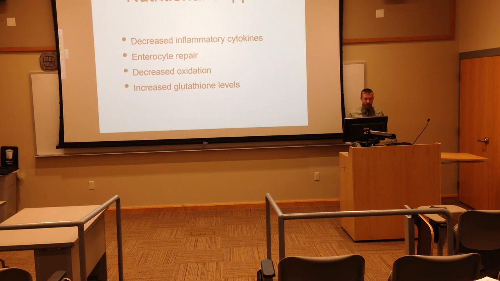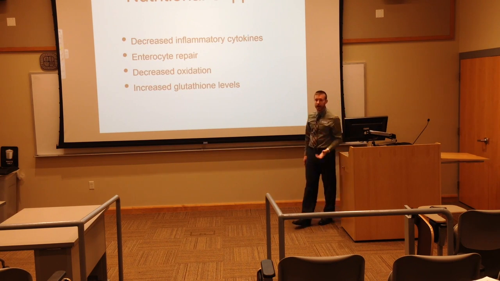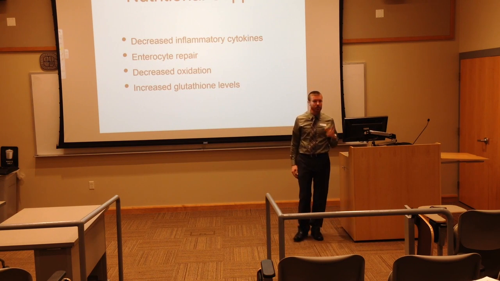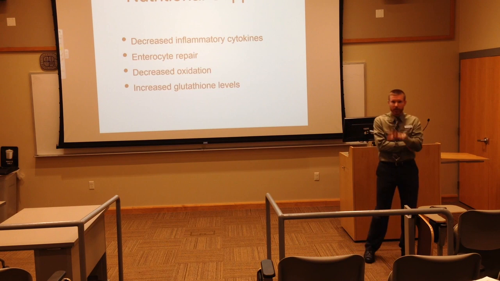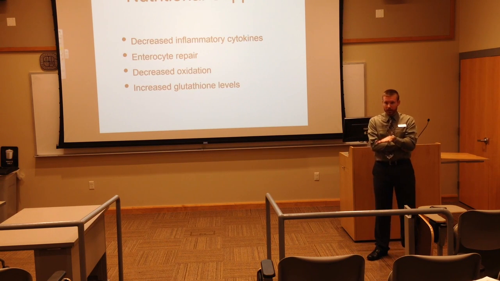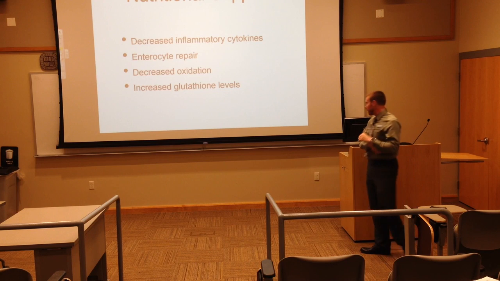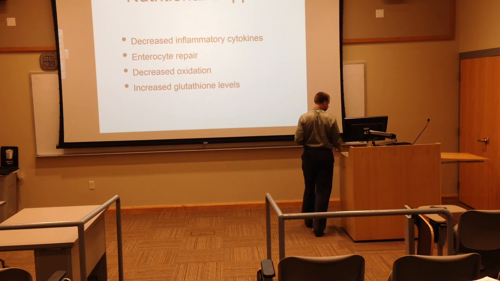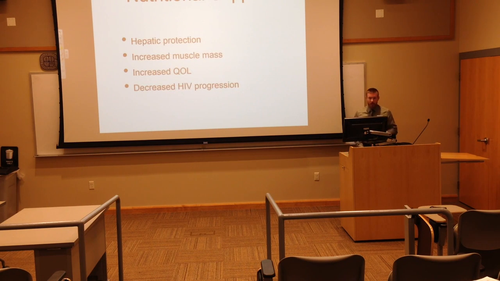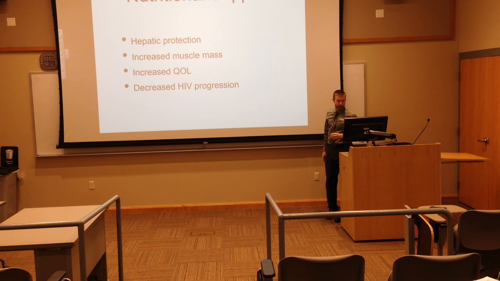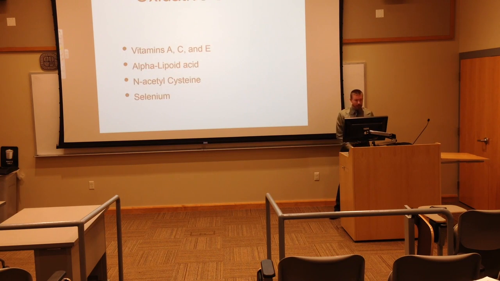The problem is the inflammation that is increased is dysfunctional, and we get a depletion of T cells. That inflammation is macrophages and inflammatory cytokines, whether that's interleukin-6 or tumor necrosis factor alpha. So we have the pro-inflammatory cytokines increasing and your T regulatory cells decreasing. So we get that chronic, constant inflammation that allows the HIV virus to persist. Nutritional support also gives hepatic protection, increased muscle mass, and decreases HIV progression.